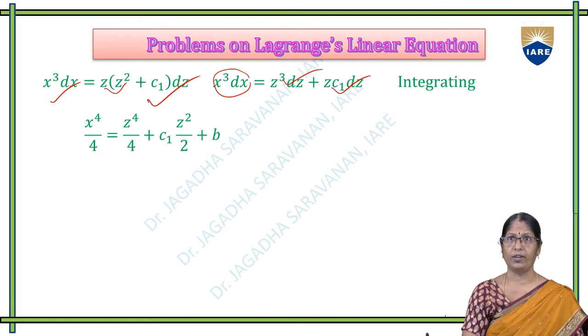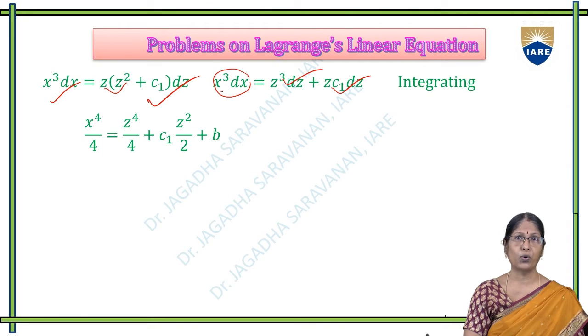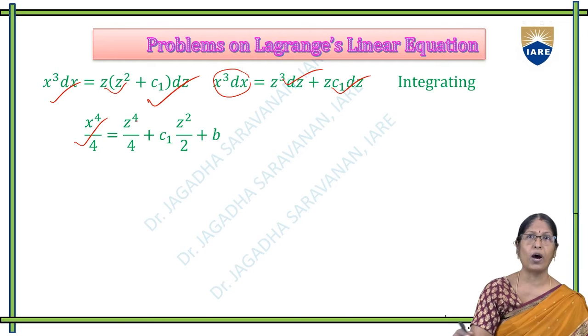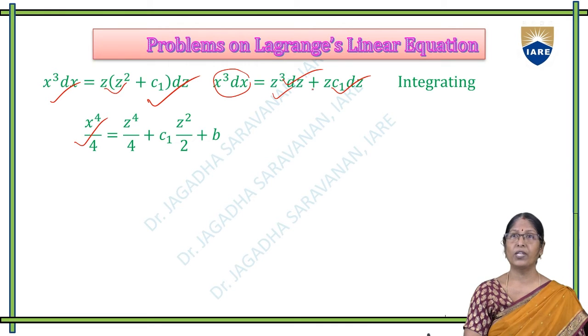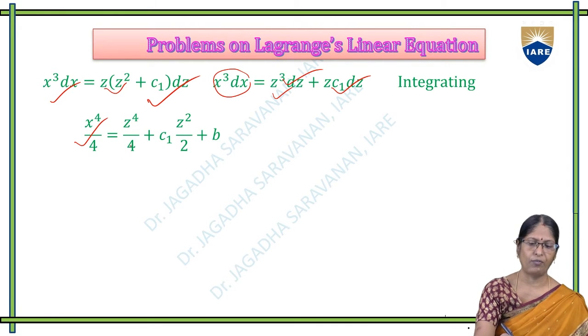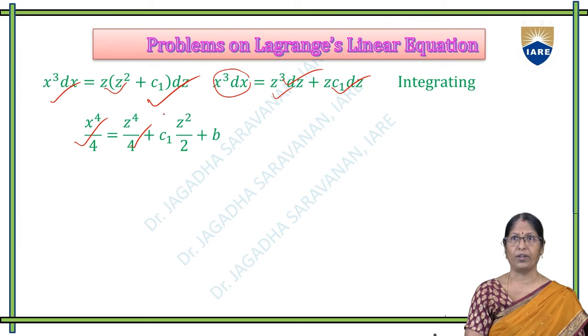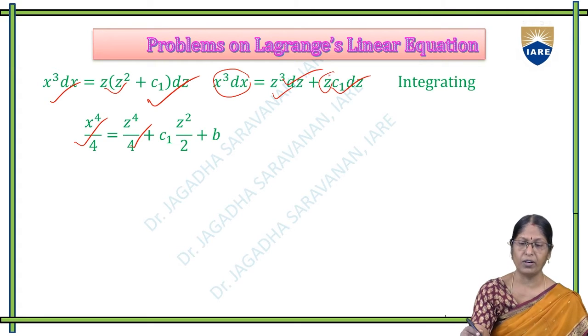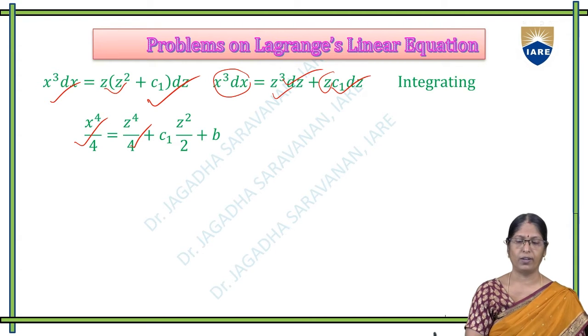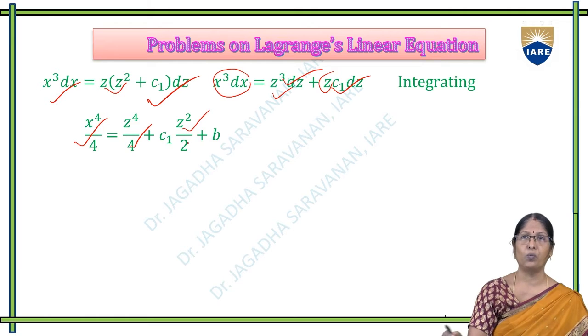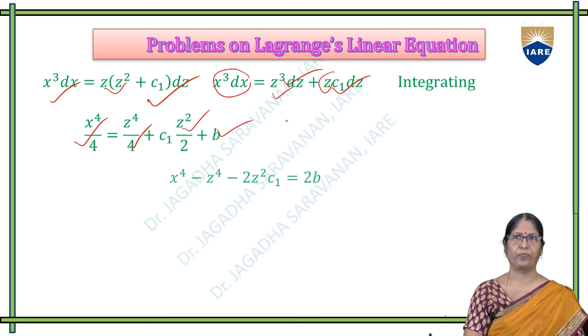So the integration of x cube, that is x power n with n playing the role of 3, n plus 1 is 4, so x power 4 by 4, which is equal to z cube integrated: 3 plus 1 by 3 plus 1. Fine, we completed the integration. Whereas coming to the other term, z power 1, 1 plus 1 by 1 plus 1, z square by 2, c1. The constant we added, that is plus b.